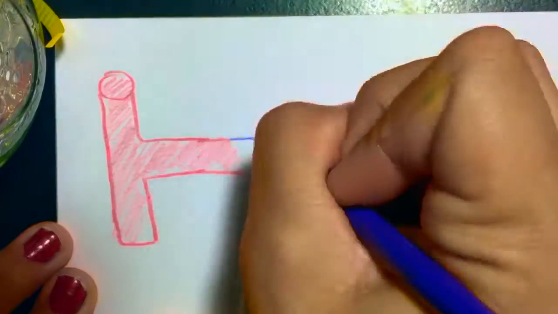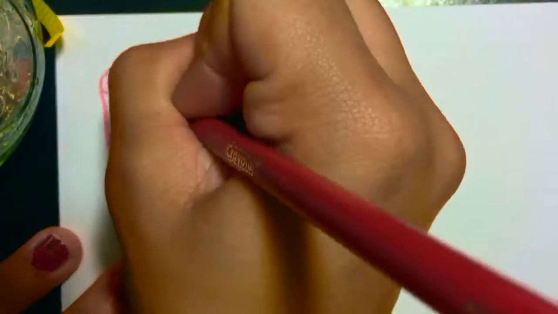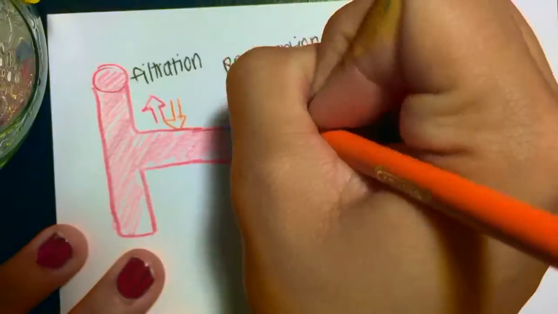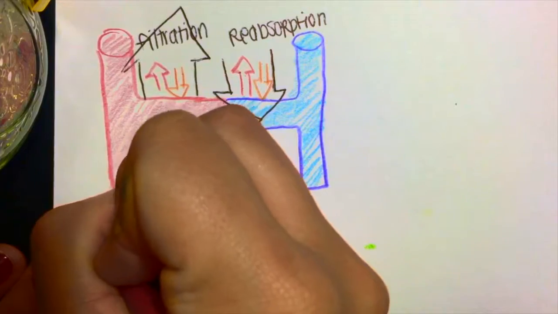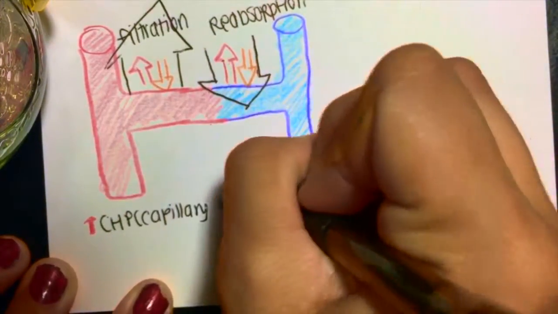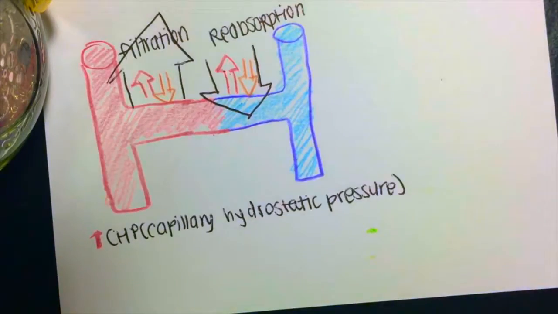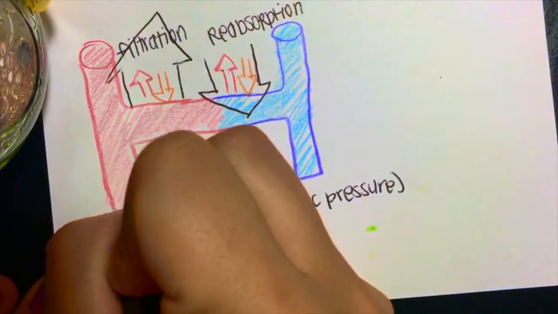So here the red arrow will symbolize capillary hydrostatic pressure. The orange arrow will symbolize blood colloid osmotic pressure, and the black arrow will represent net filtration pressure. On the arterial end, the capillary hydrostatic pressure will be higher than the blood colloid osmotic pressure, thus pushing out fluid, which then causes filtration.